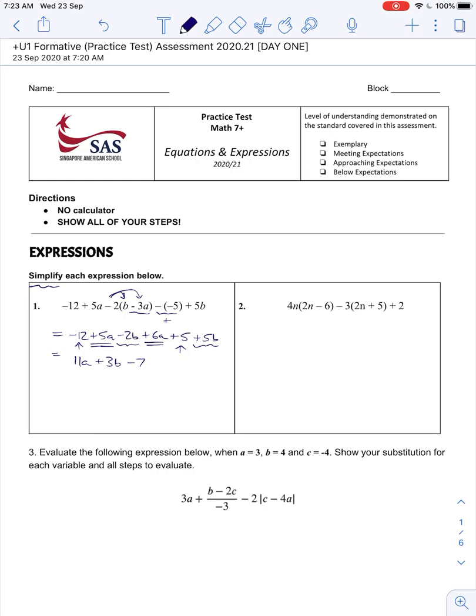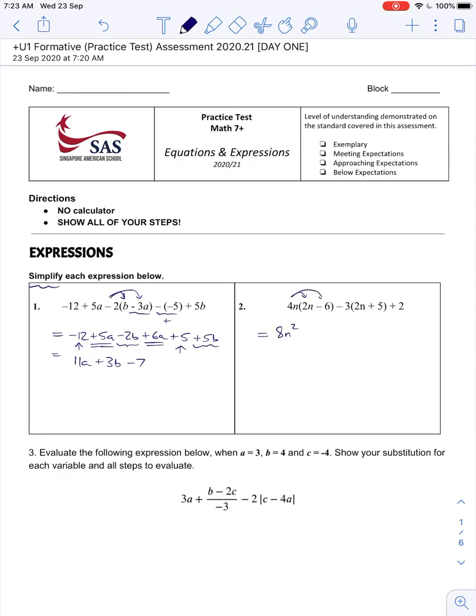All right, question 2. So question 2, I'm going to start by getting rid of those parentheses. So I'm going to have to use the distribution property. So the first thing I'm going to do is 4n times 2n. Now 4 times 2 is 8. N times n, you've got to remember when you multiply two variables, that's going to give me an n squared. And that's going to be important in the next step of this problem.